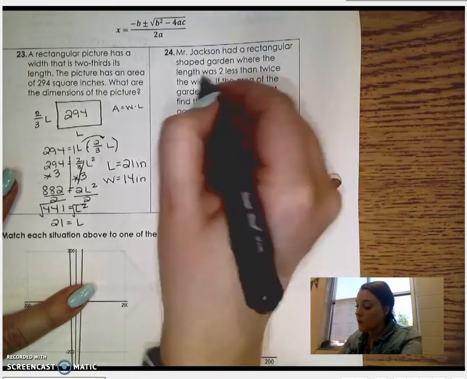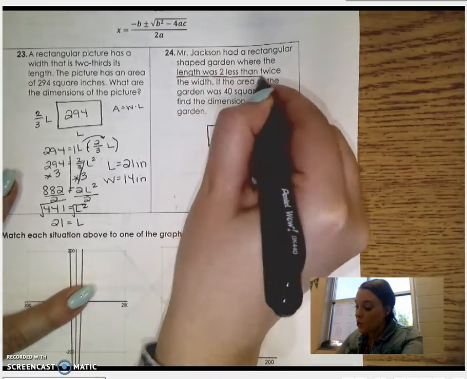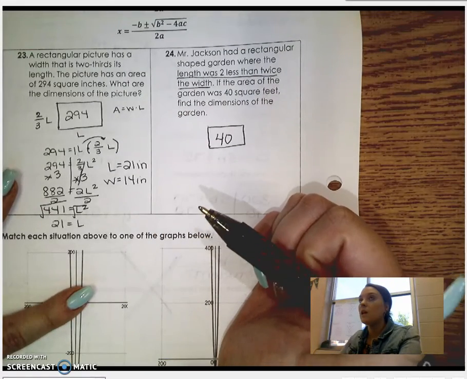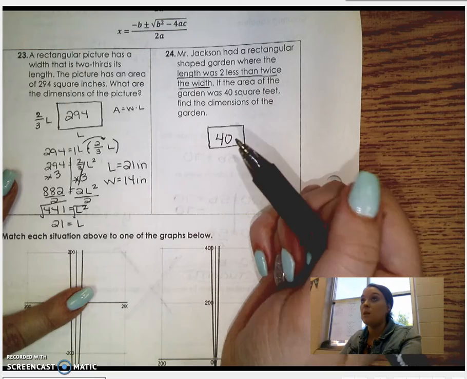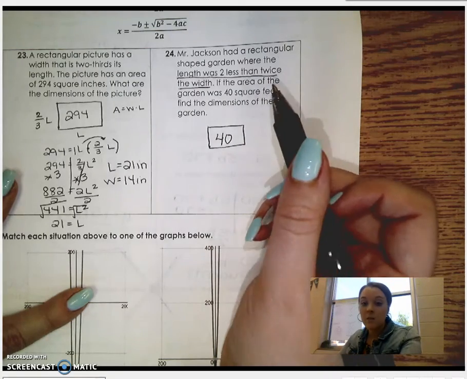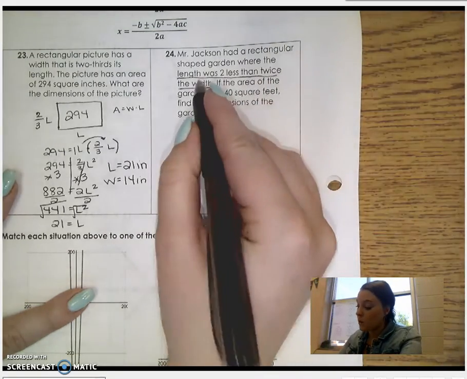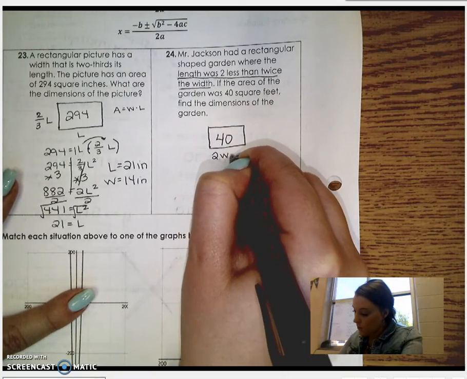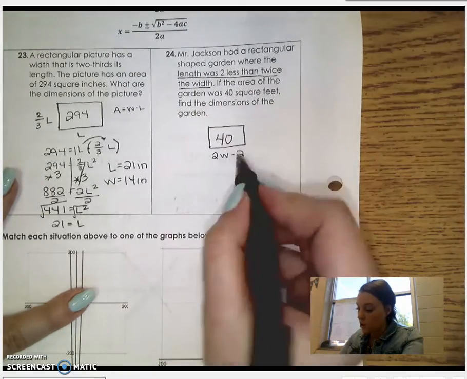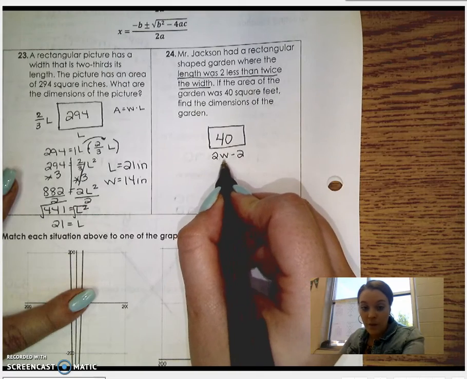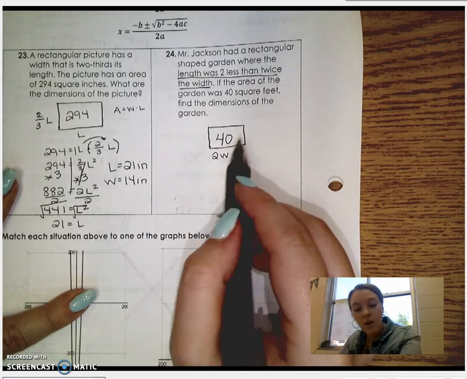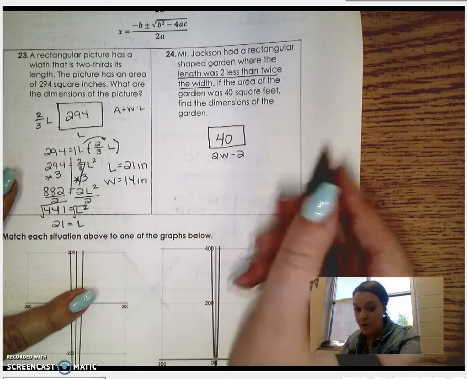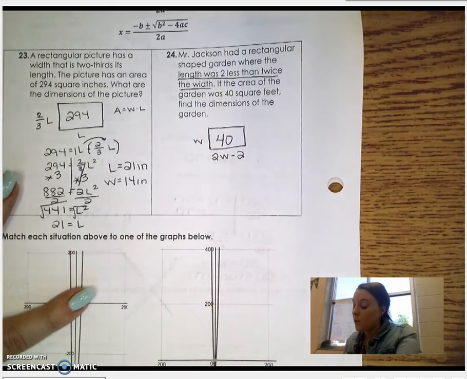In this word problem, they said the length was 2 less than twice the width. So you really have to think about what that means. 2 less than means minus 2. Twice means 2 times. So the length was 2W minus 2. So 2 less than twice the width. So read it very carefully. It's not 2 minus 2W. It's 2 less than 2W. And this side would be W.